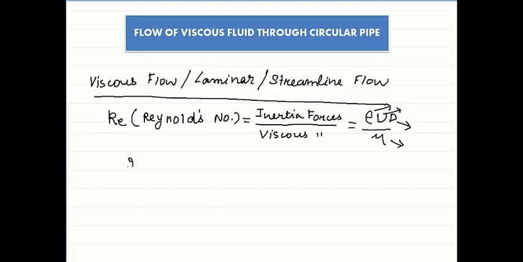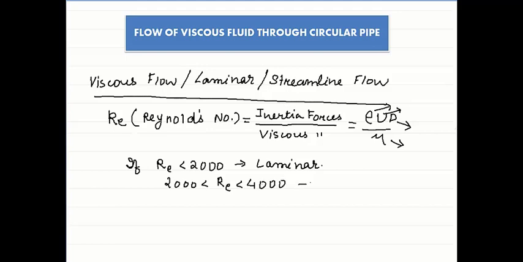Now if the Reynolds number is less than 2000, we know that the flow will be laminar. If the Reynolds number lies between 2000 to 4000, we know that the flow will be in transition, and if the Reynolds number is greater than 4000, we know that the flow will be turbulent flow.